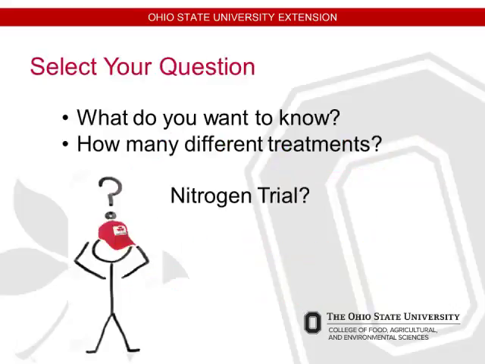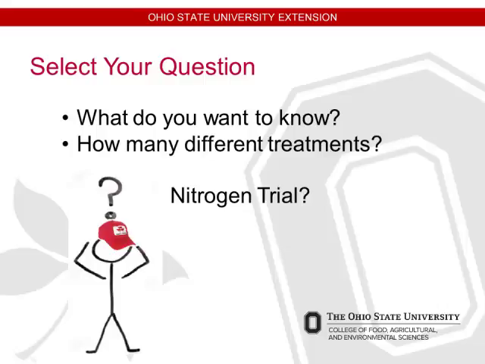So the first thing we have to decide is what is our question? What do we want to learn? What do we want to know? And then once we decide that, we have to determine what treatments do we need and how many. So let's walk through an example of setting up a nitrogen trial, which Jim kind of already spoiled for us, right? Because he told us how to do it. So you should know all the answers.